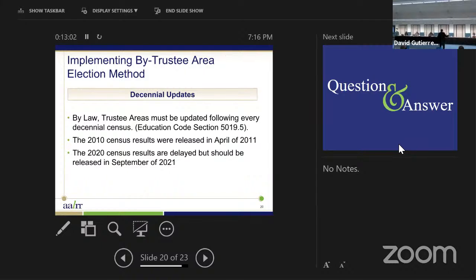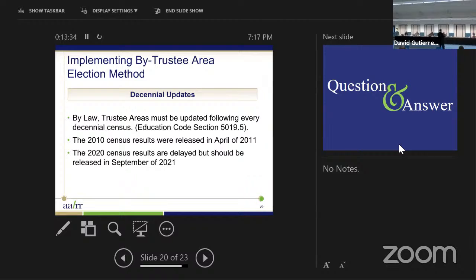The reason why this is important, and we're talking about it now, is because the census happens every 10 years. And part of what happens in the census is if you are divided by trustee areas, they look at the census and see how the population has changed. And then the county will go in and basically start redrawing your trustee areas based on how the population has changed. And so we don't have the results yet until September because COVID kind of delayed everything.